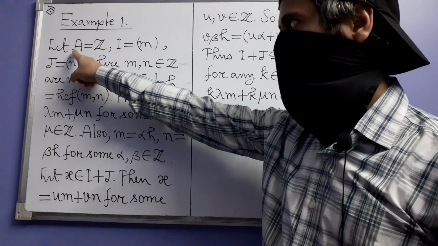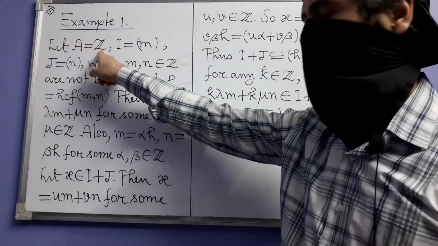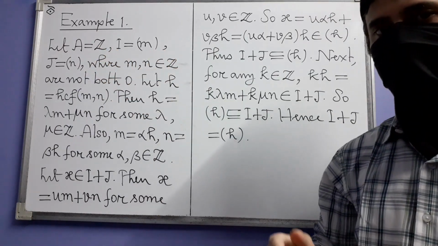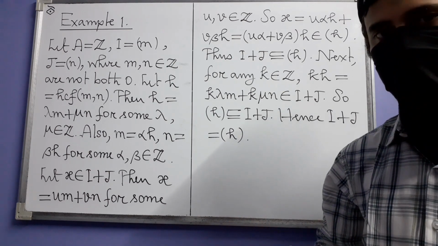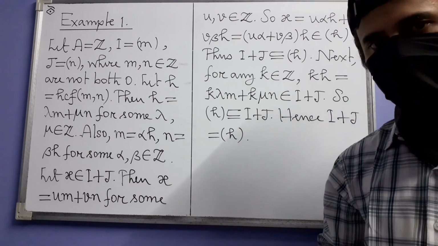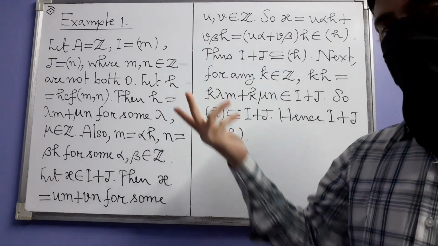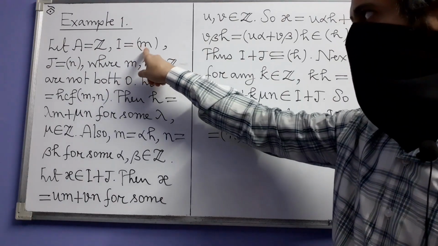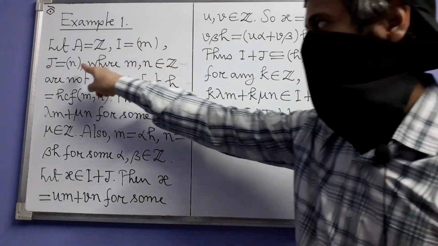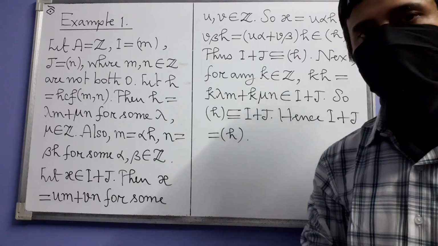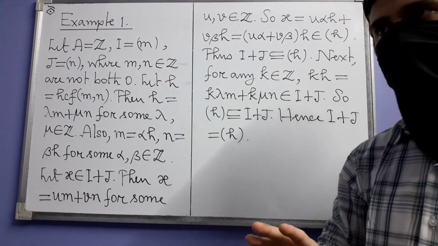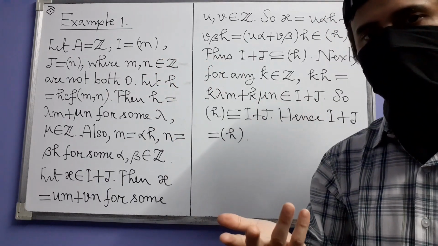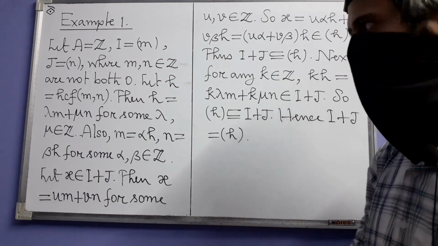Here we have A. The ring A is the ring of integers, and in it we are considering two ideals. Because the ring of integers is a Euclidean ring, any ideal is a principal ideal. So they will be generated by single elements, single integers. Say I is generated by the integer m and J is generated by n, where additionally we are also assuming that I and J are not both 0. One of them may be 0, but both of them are not 0.